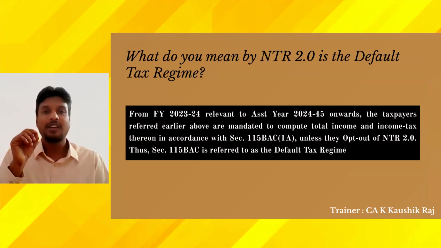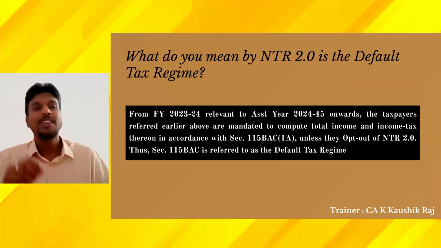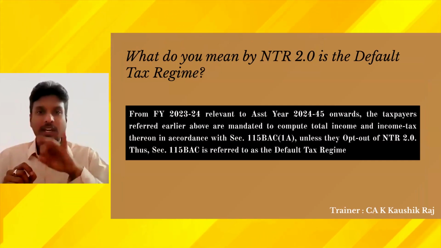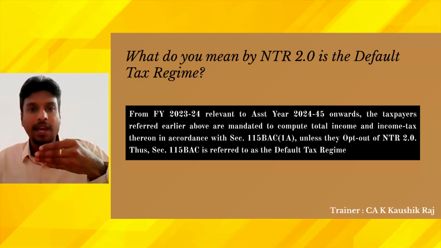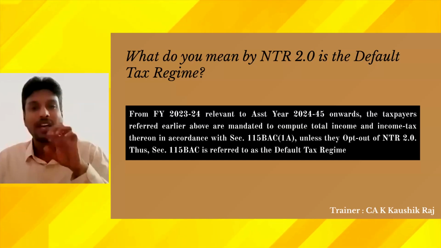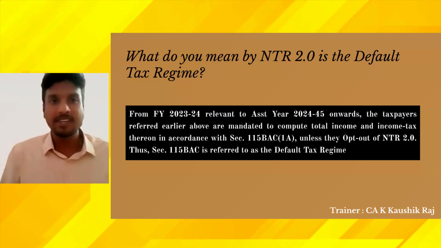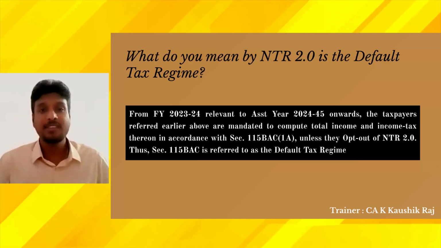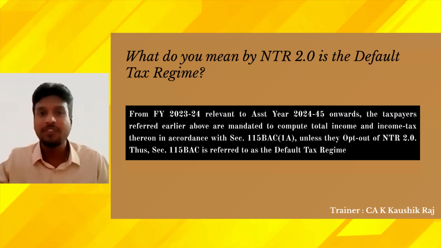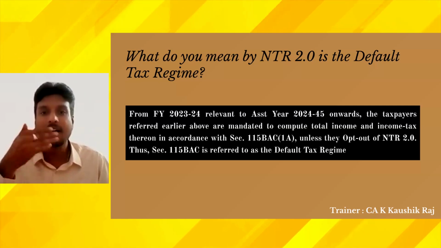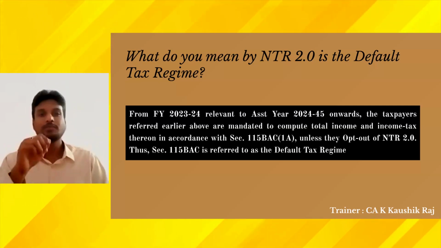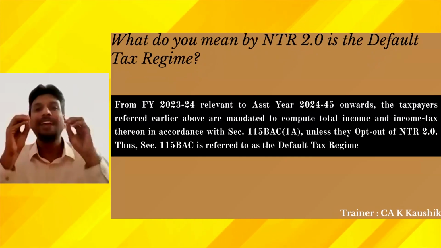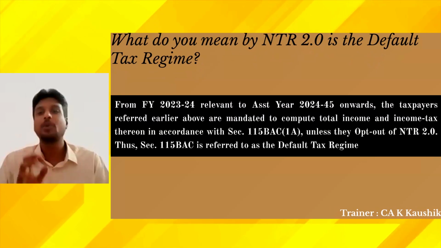the taxpayers referred to earlier, that is, individual, HUF, AOP, BOI, and artificial juridical person, which are 5 different types of assessees, are mandated to compute. Default tax regime means they are literally required to go under the new tax regime.